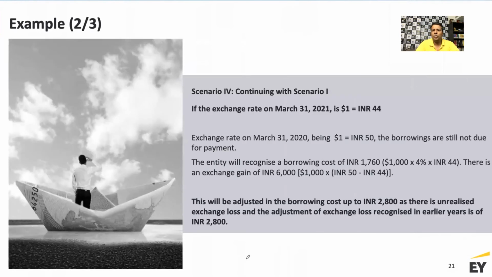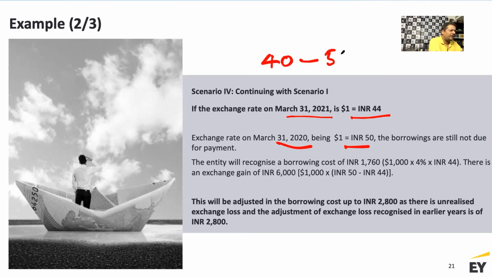Continue with the scenario one. If the exchange rate on March 31st, 2021 is INR 44. Remember, we started with 40, it moved to 50, and now we're saying we're back to 44, okay? So exchange rate on March 2020 was 50. The borrowings are still not due for payment. So I'm going to just do it here. On day 0, it was 40. We moved to 50, and then we are moving back to 44.